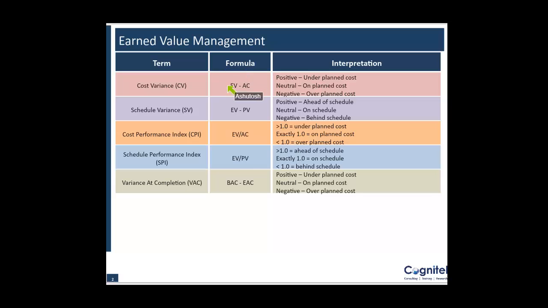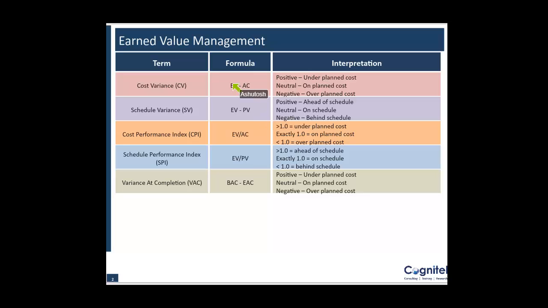Now coming back to the earlier slide, there is a formula for cost variance. Cost variance is earned value minus actual cost. Positive means under planned cost, negative means over planned cost. Negative means I am over budget, and positive means I am under budget. If my earned value is more than actual cost, that means I have earned more than the actual cost, so I am more in profit, basically underutilizing the budget. If my earned value is less than actual cost, that means I am over budget. I've actually overshot the budget.